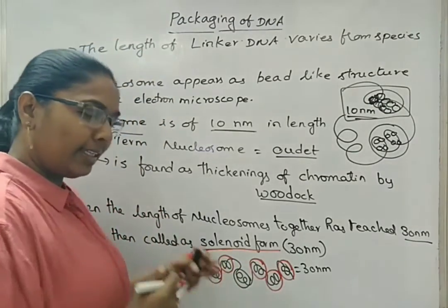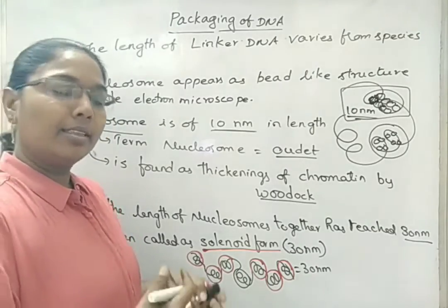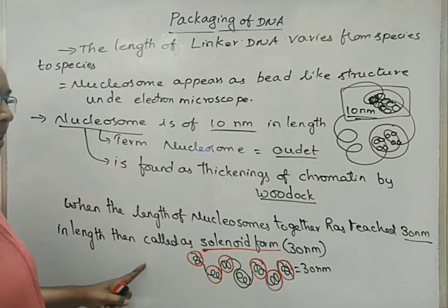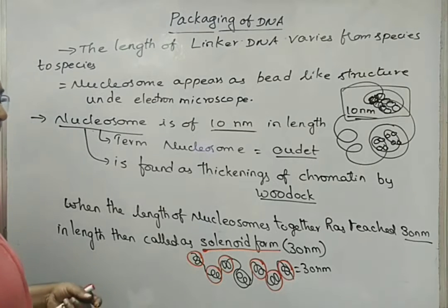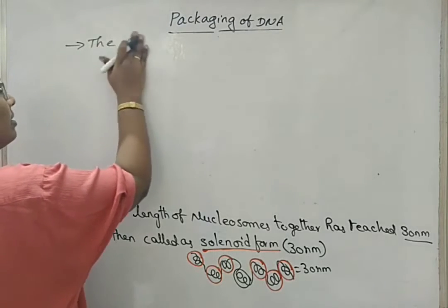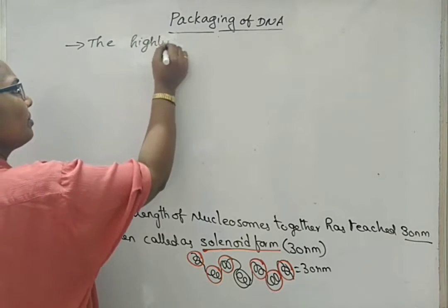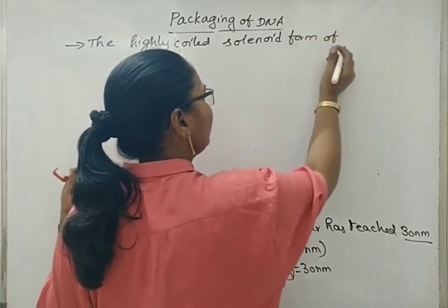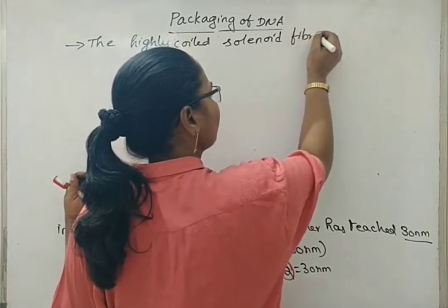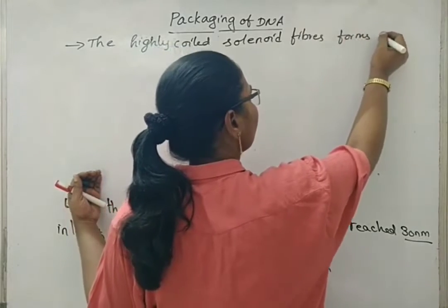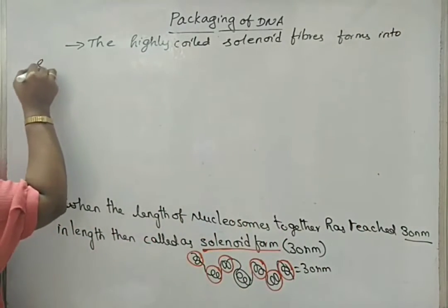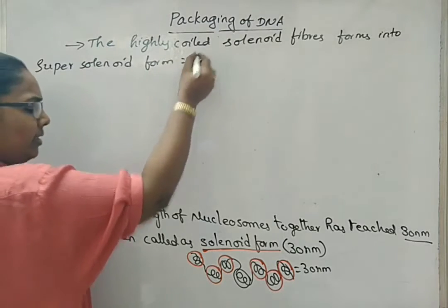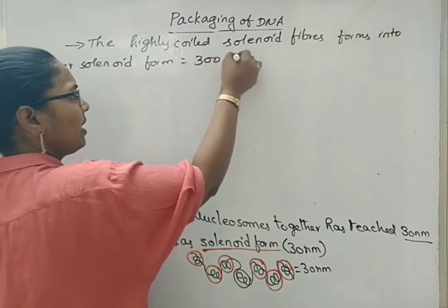When this solenoid is highly packed and highly coiled around itself, then it forms another name called super solenoid form. It means that the solenoid form is highly coiled around itself. The highly coiled solenoid form of chromatin or solenoid fibers, we write, forms into super solenoid form. Now again the length changes from 30 nanometers to 300 nanometers of length.